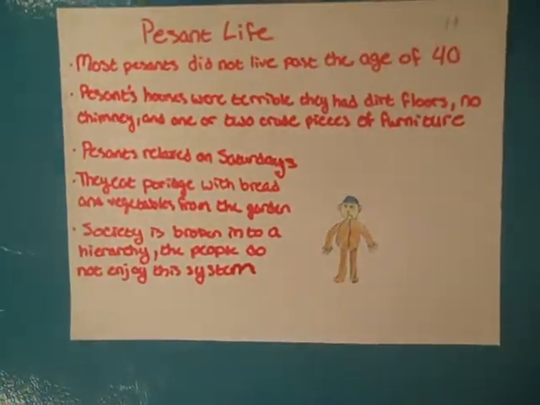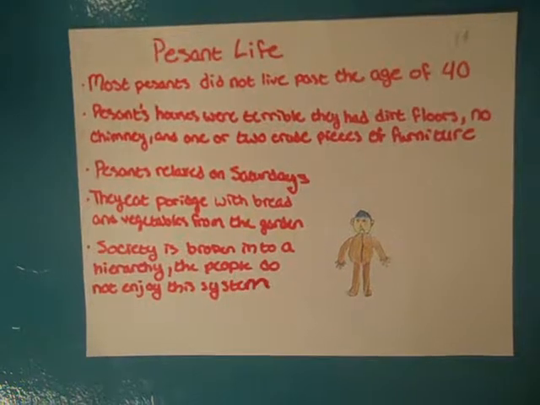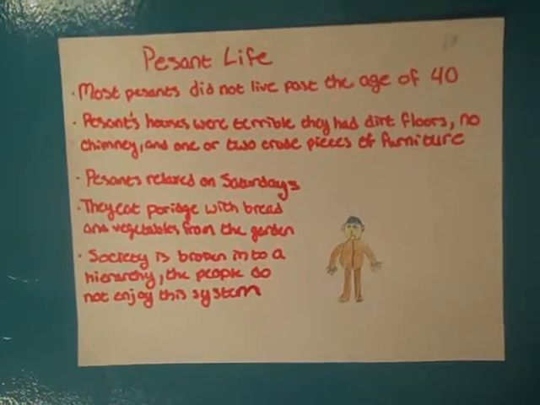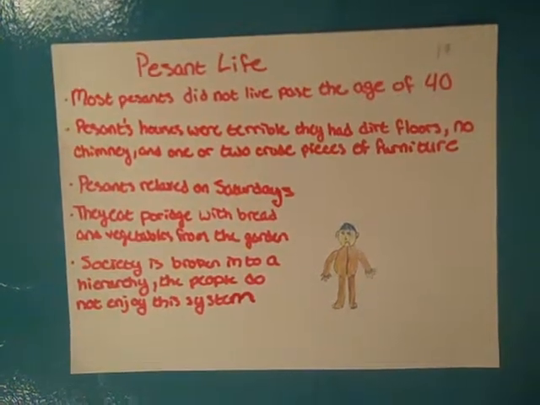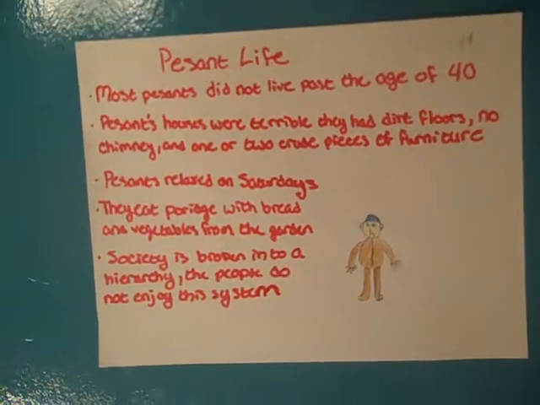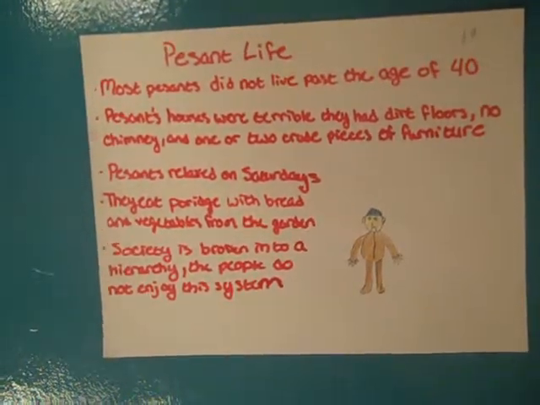Peasant life. Most peasants did not live past the age of 40. Peasants' houses were terrible. They relaxed on Saturdays. They ate porridge with bread and vegetables from the garden. Society is broken.